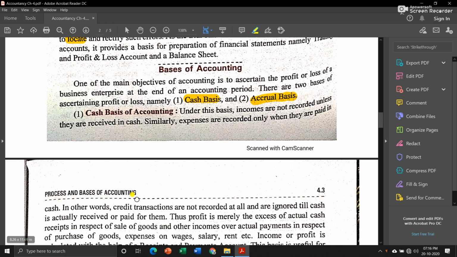Or you can say that credit transactions are not recorded at all and are ignored till cash is actually received or paid for them. Suppose in this year you have made one credit sale and your customer had paid you the amount in next year. That means even though the transaction took place this year, you cannot record it in your book in this year. Means the date on which you have received the payment, that is next year, only that time you have to record it in your books, otherwise not.